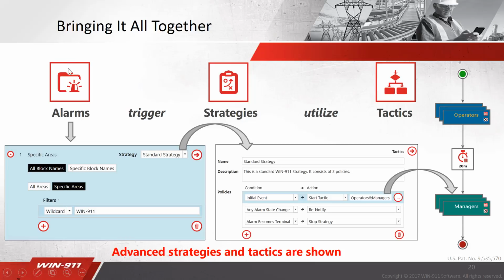So the event has happened, we do the alarm, it does the filter, and it starts off some strategy. The strategy defines which policies to put in place for starting and stopping, and it kicks off your tactic, your call-out list. The call-out list goes through 1, 2, 3, and does that to notify the appropriate people.